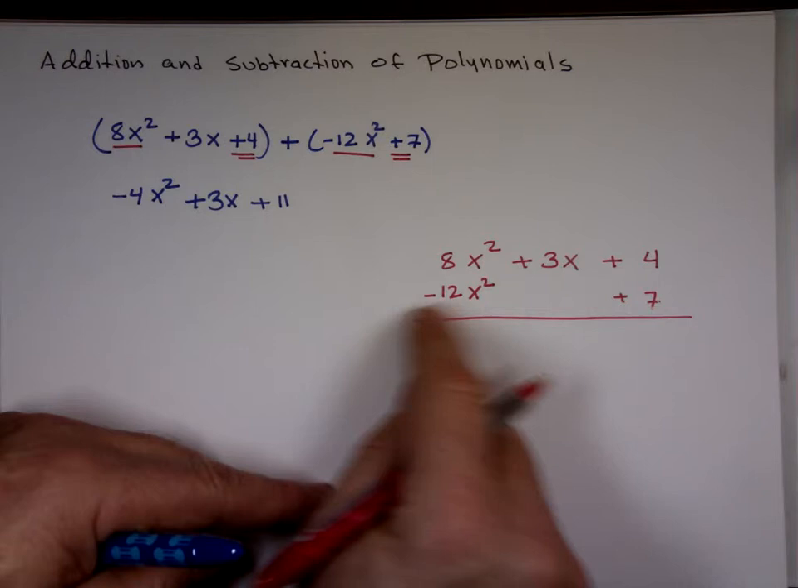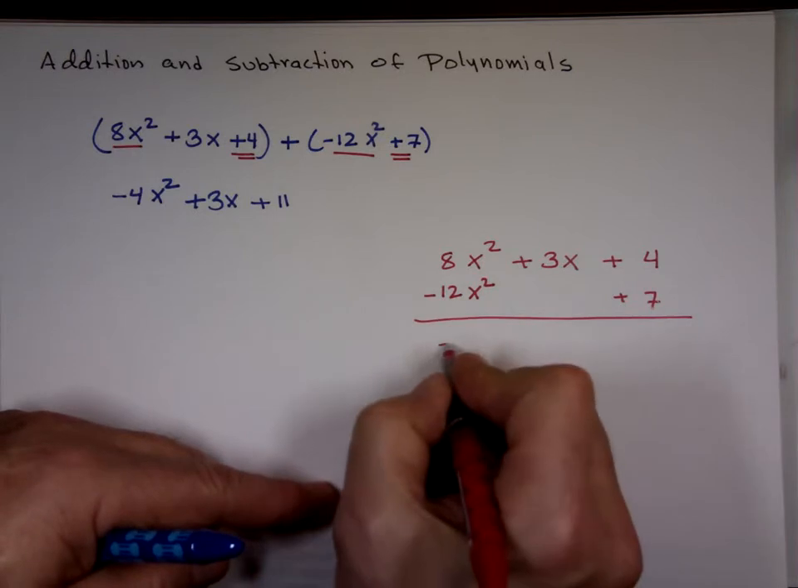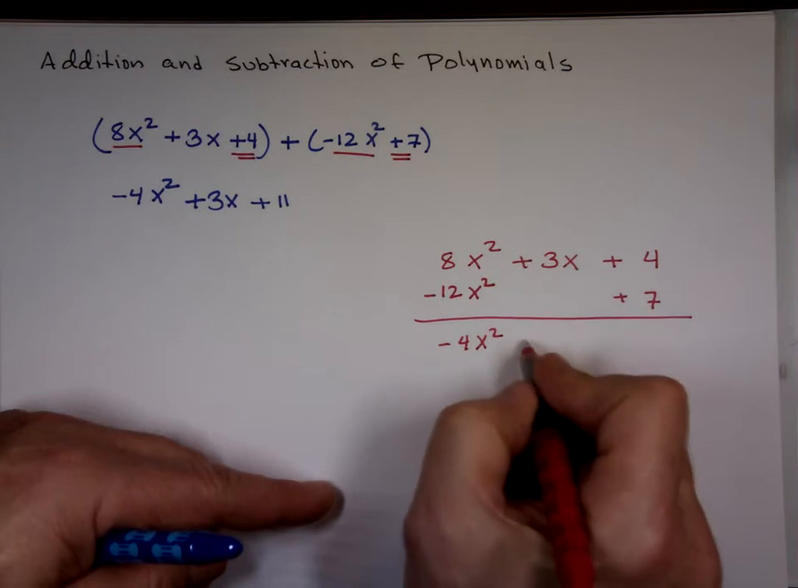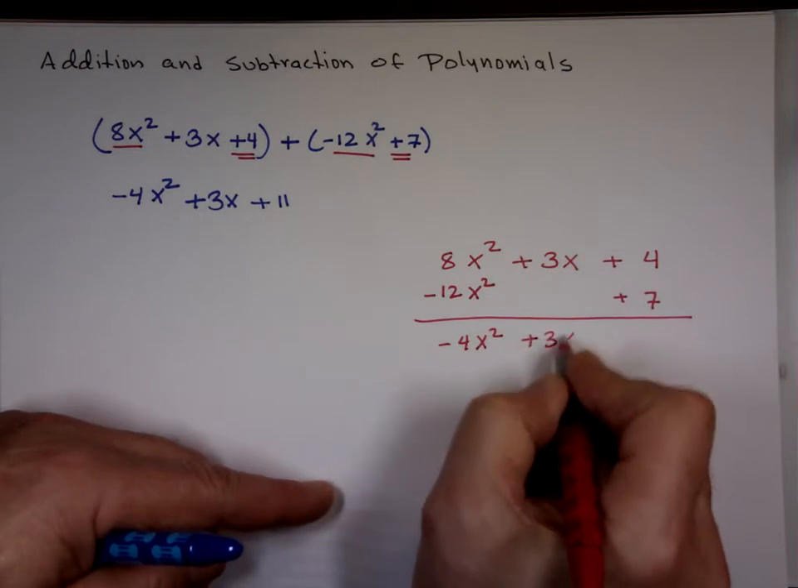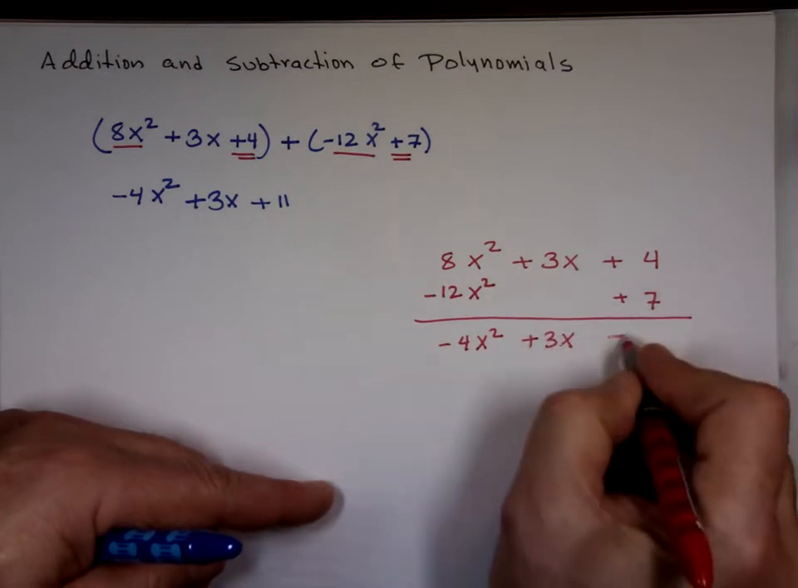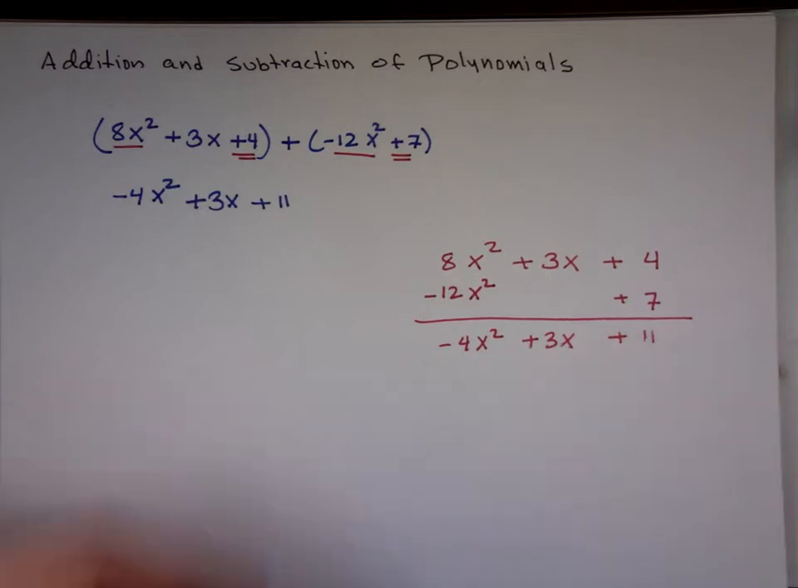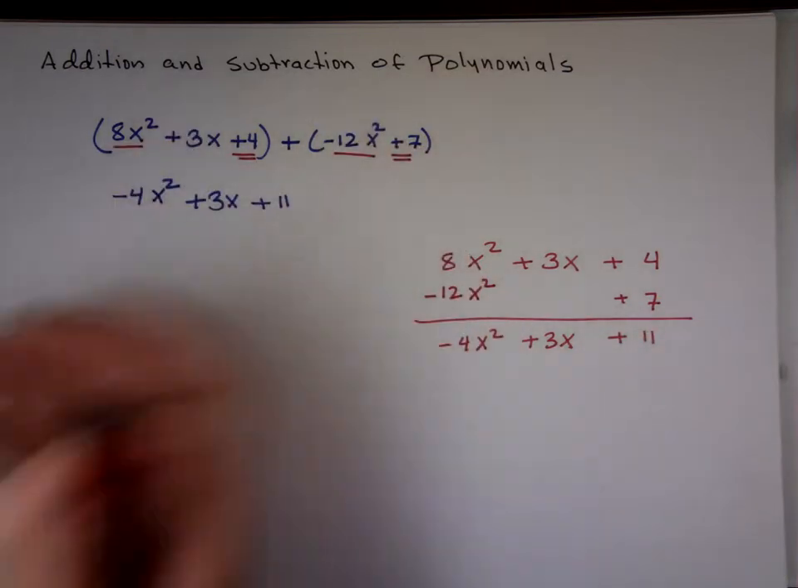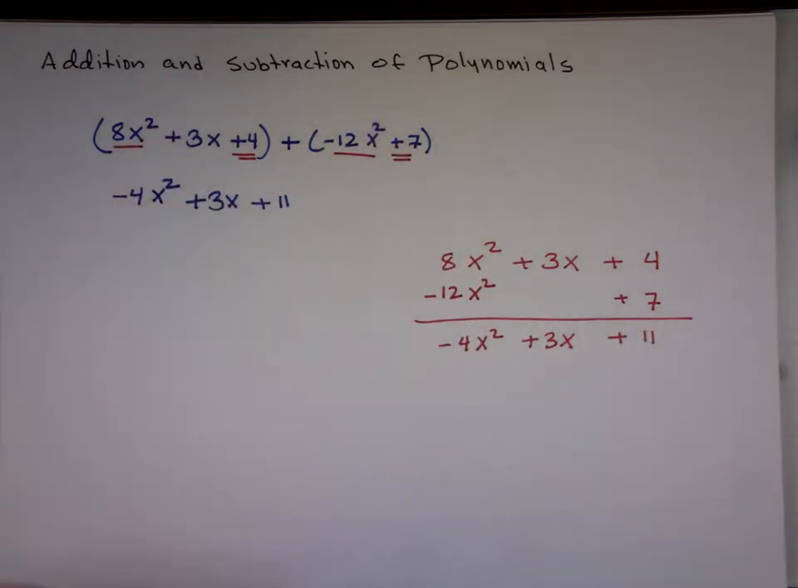What's 8 minus 12? Negative 4 squared. Negative 4x squared. There's nothing to add to this one. 4 plus 7, which is what? 11. So it's really preference which way you like it. If you like it this way, do it that way. If you want to just do them this way, collecting like terms, that's fine too.